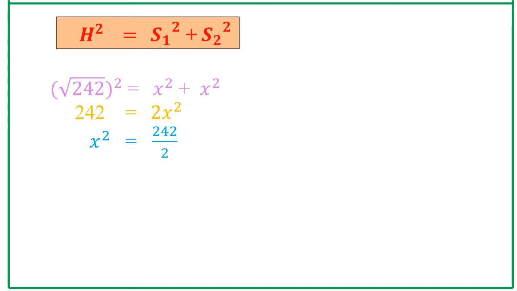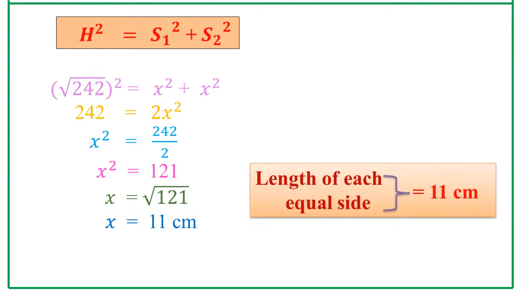Now find the x squared value. So 2 transpose to LHS, we get x squared equal to 242 divided by 2. Now cancel the common factors. We get x squared equal to 121. Now find x value. So x equal to root of 121. 11 11s are 121. So x equal to 11 centimeter. Finally we got length of each equal side equal to 11 centimeter.